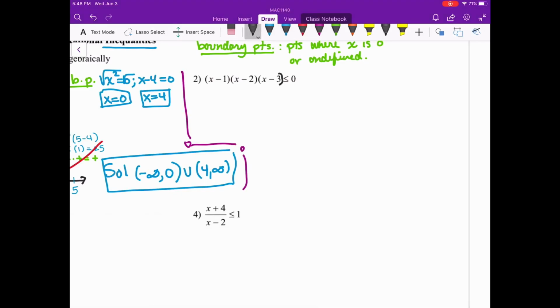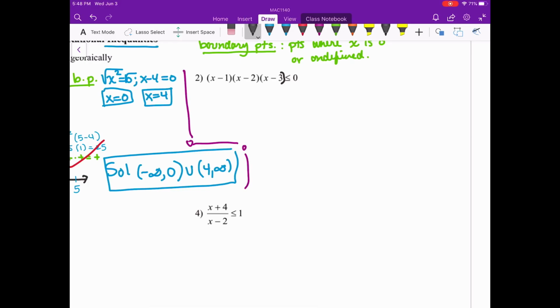Now, in this next inequality, it's already factorized, so you can easily tell what the boundary points are. My boundary points here are x equal to 1, 2, and 3. So I'm going to go ahead and do the number line. Here I'm going to use 4, here 2.5, 1.5, and 0. These boundaries are included, so I'm going to shade them.